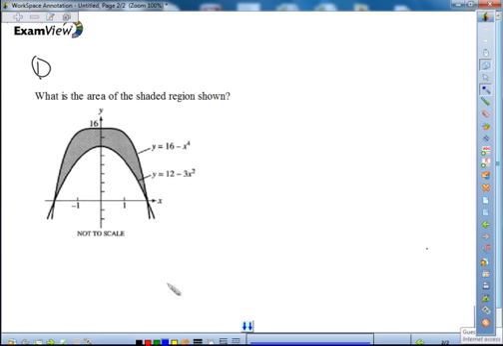To find the area, you need to draw a really small rectangle and find the area of this rectangle. We're basically going to add a bunch of small rectangles, so that means doing the integral. I'm doing the integral from -2 to 2.